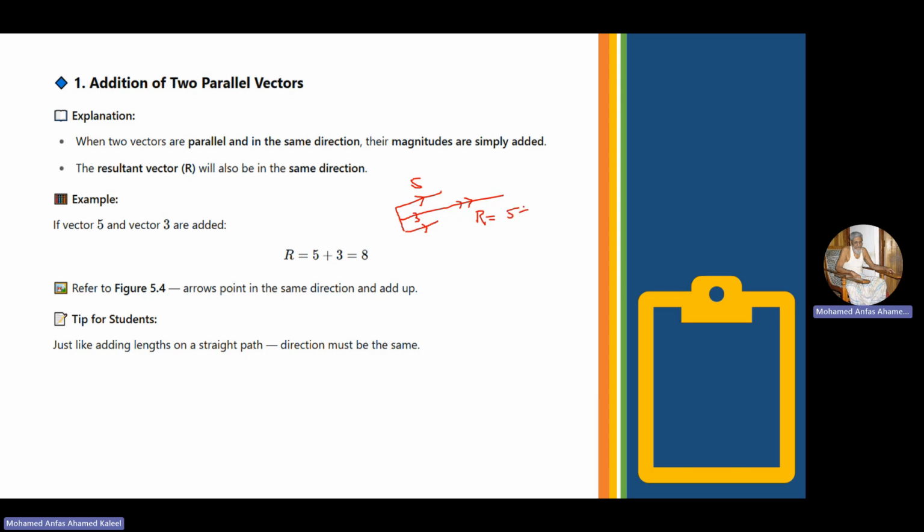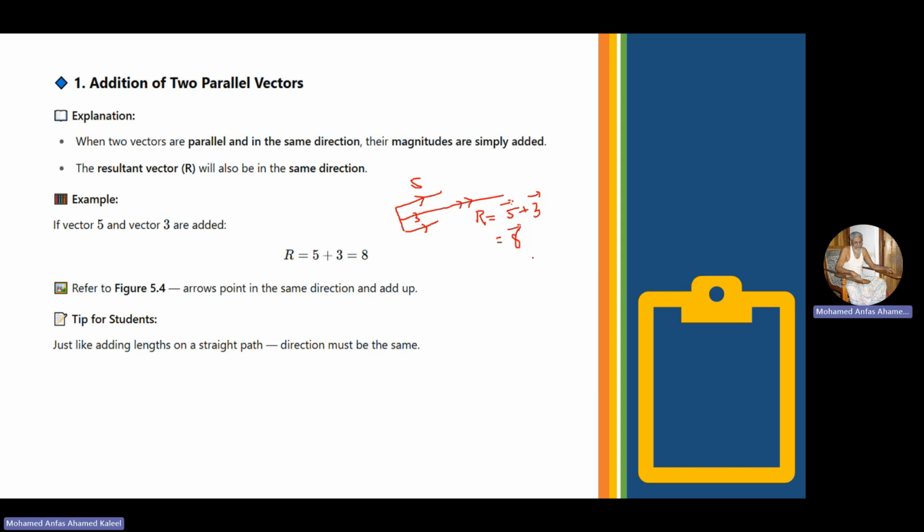This resultant vector is supposed to be 5 plus 3. Why? Because we can add these two vectors arithmetically, simply, since both directions are the same. We just have to add them. It's 8. The magnitude of the resultant force is 8, and the direction is the same.